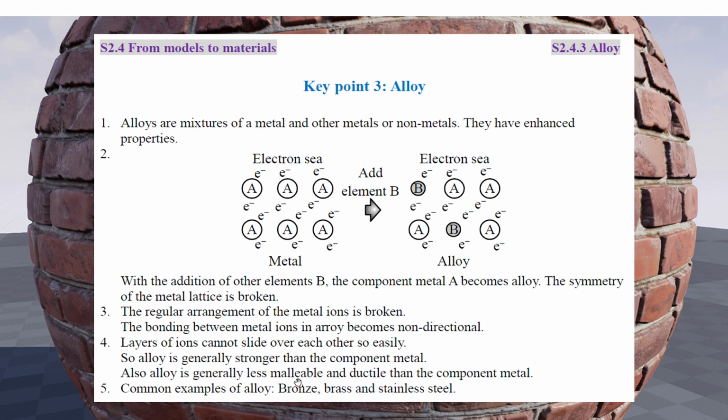And also, an alloy is generally less malleable and ductile. They can't slide over each other. So common examples are bronze, brass, and stainless steel. If you want it to be not so easily malleable and ductile, then make it an alloy, right?